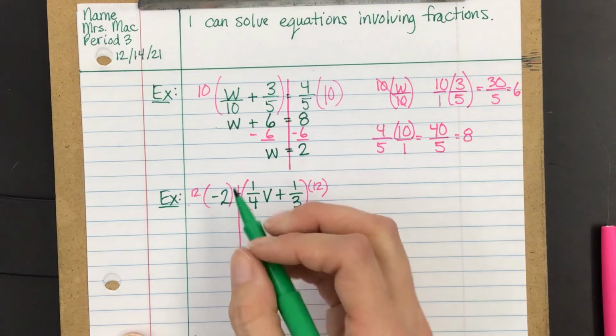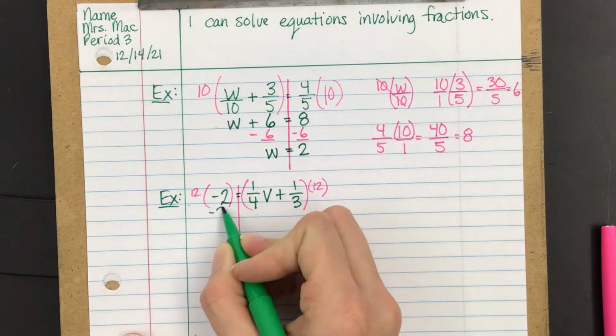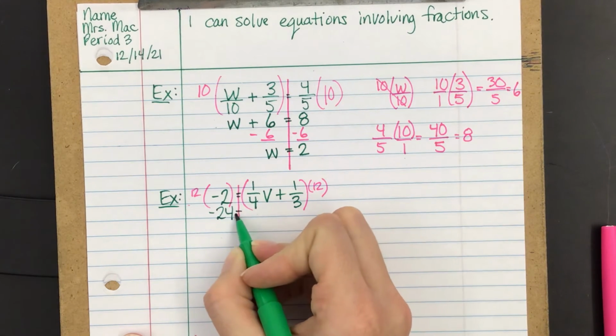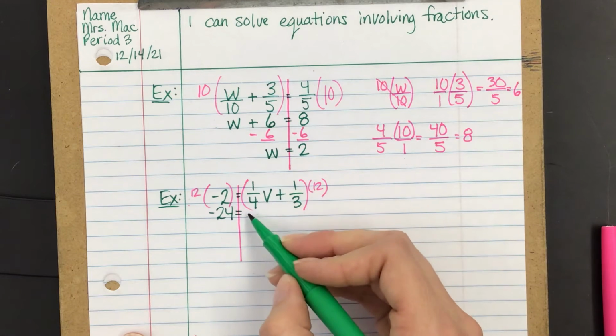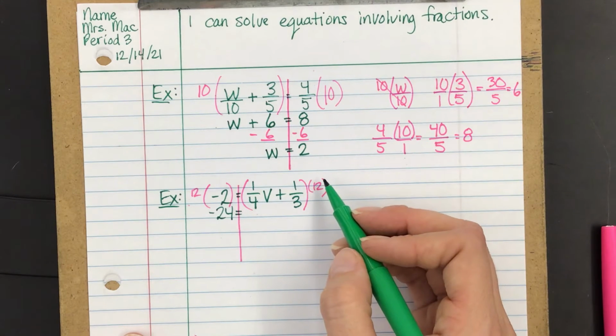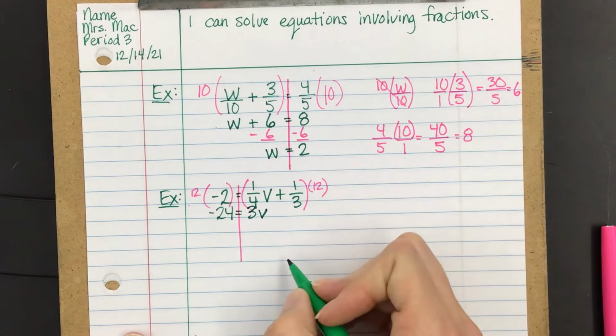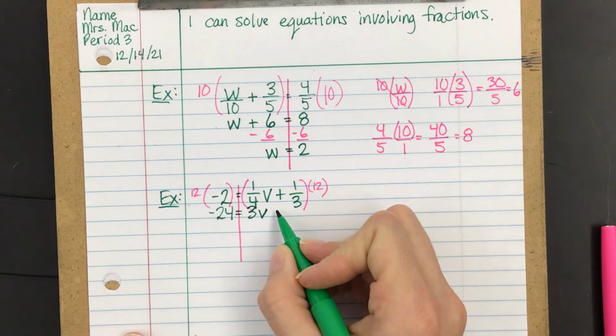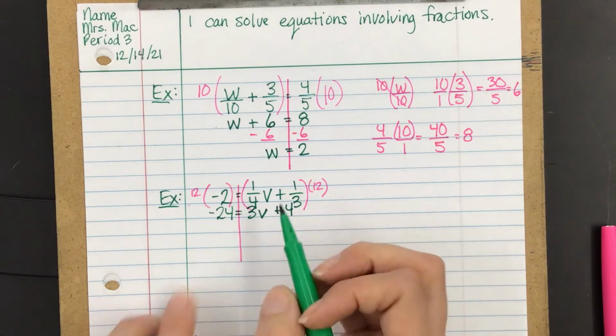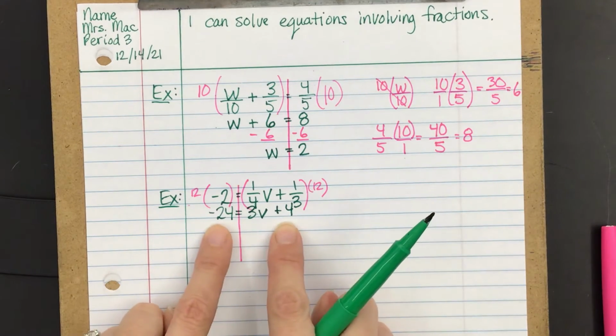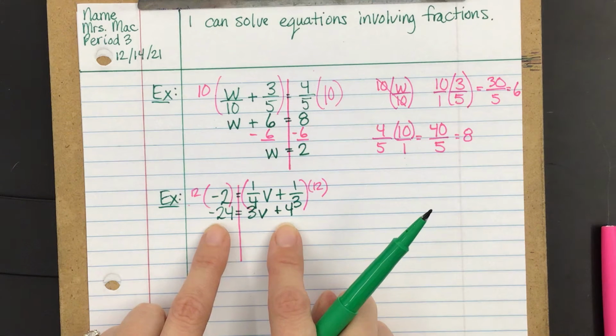So 12 times negative 2 is negative 24. 1/4 of 12 is what? 3. So this is 3v. 1/3 of 12 is, what is it? 4. Good. And like I said before, once you do that, this is so much easier, right? No fractions, easy to solve. It's going to be great.